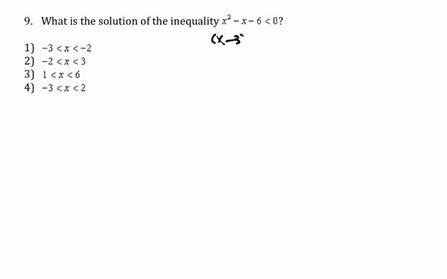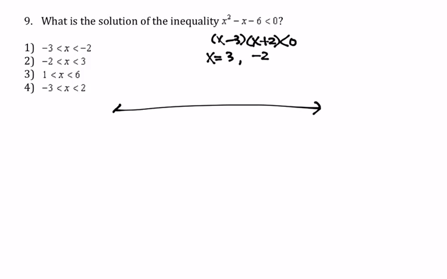Same deal here, x squared minus 3 and then x plus 2 has to be less than 0. And what are we going to do? X can be equal to 3 or negative 2. Drawing a number line, same deal as before, negative 2 and then 3. Pick a number in the middle.